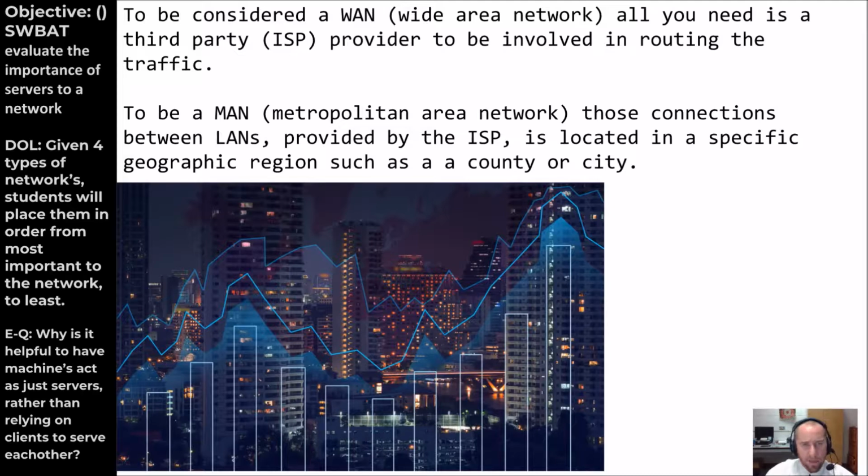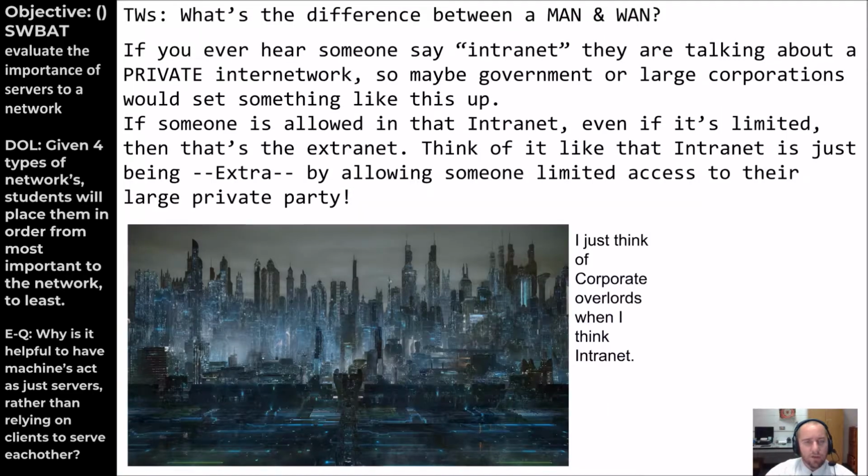So here we are with a WAN. Now let's talk about a MAN. This is a Metropolitan Area Network, and this word is just to describe a specific geographic region, and it could be a county or a city that is connected through a network. Now, if you've ever heard someone say intranet, this is a little tricky.